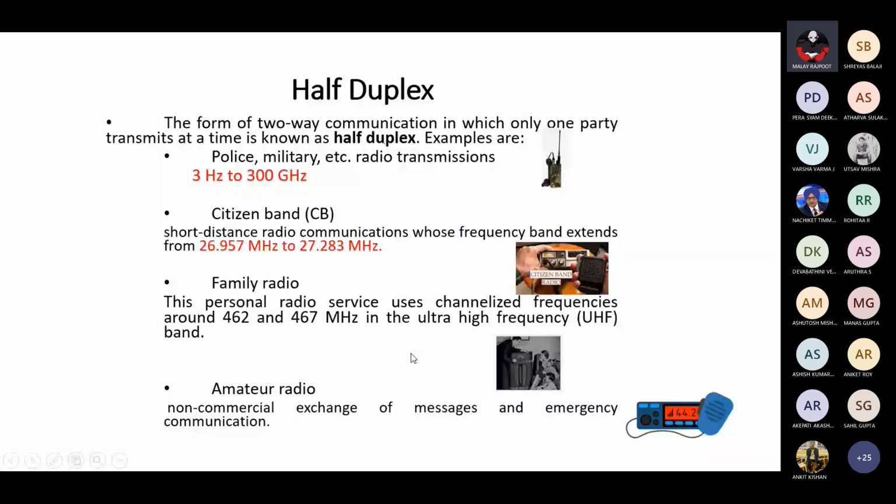And family radio is again one of the personal radio services, which uses channelized frequencies around 462 and 467 megahertz. So it is in the ultra high frequency band. In order to avoid interference from the citizens band, this family radio, the personal radio services, is used in the ultra high frequency band. And this is amateur radio, which is a non-commercial exchange of messages, and it is used for emergency communication. All these are different examples of half duplex communication.